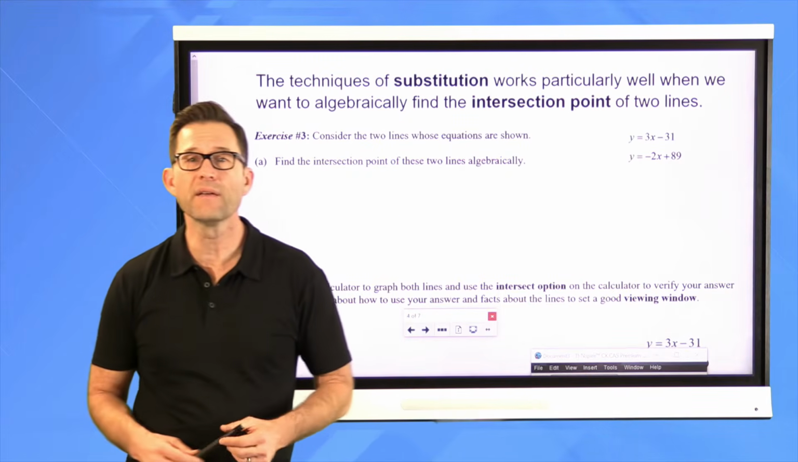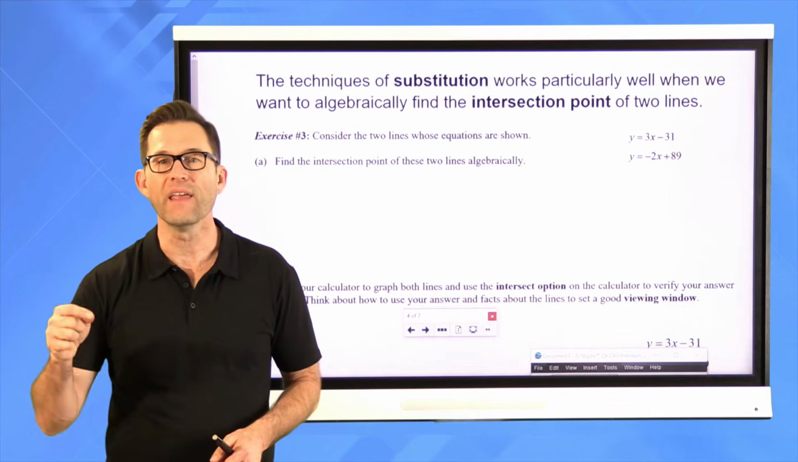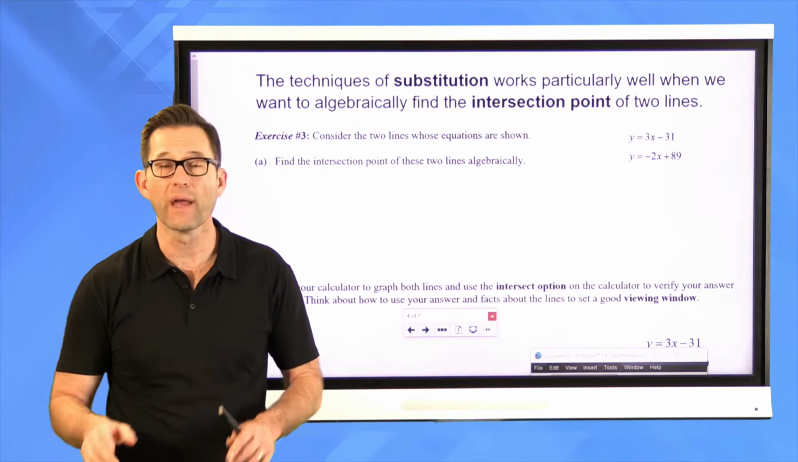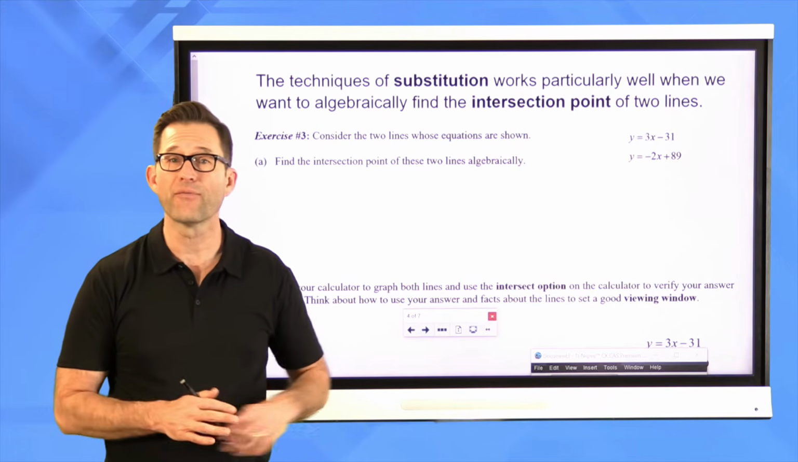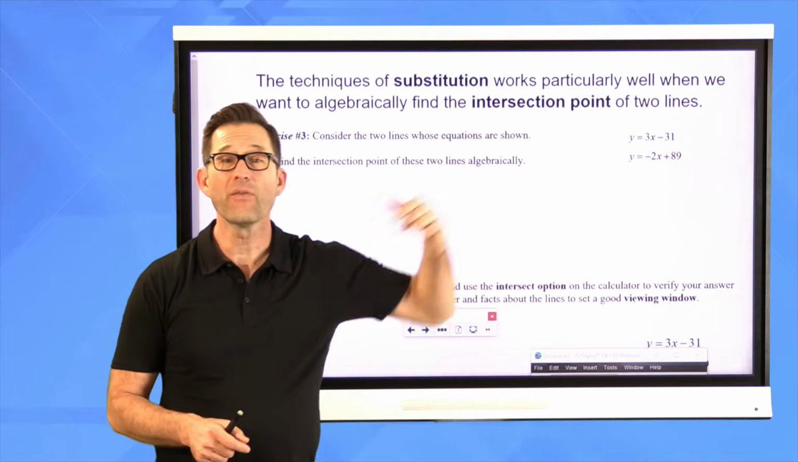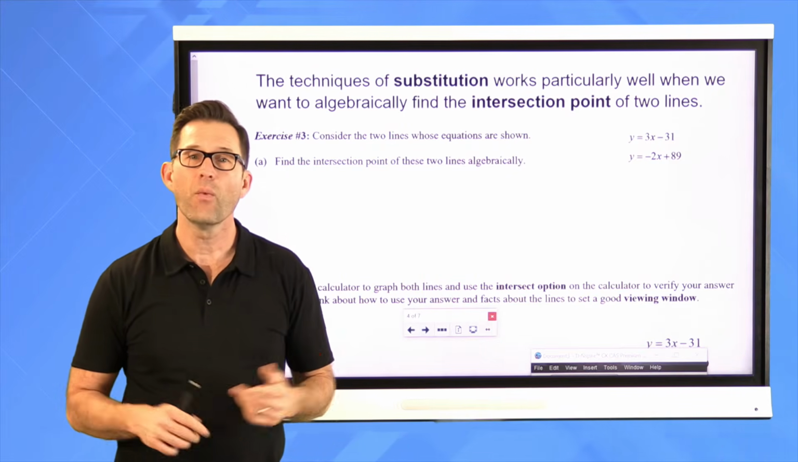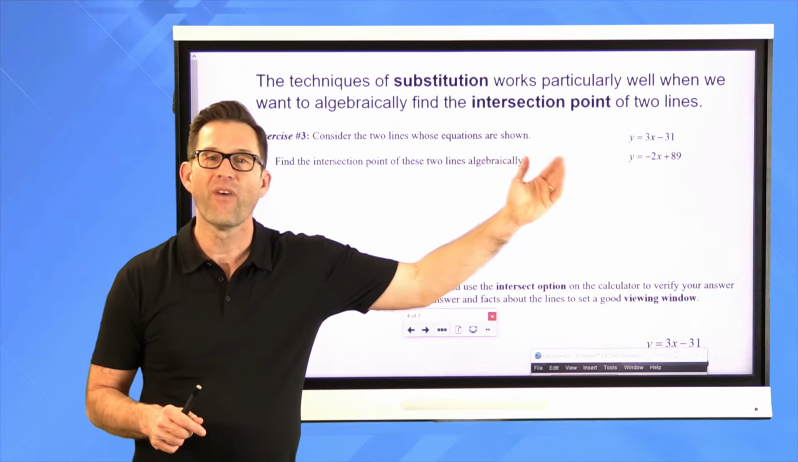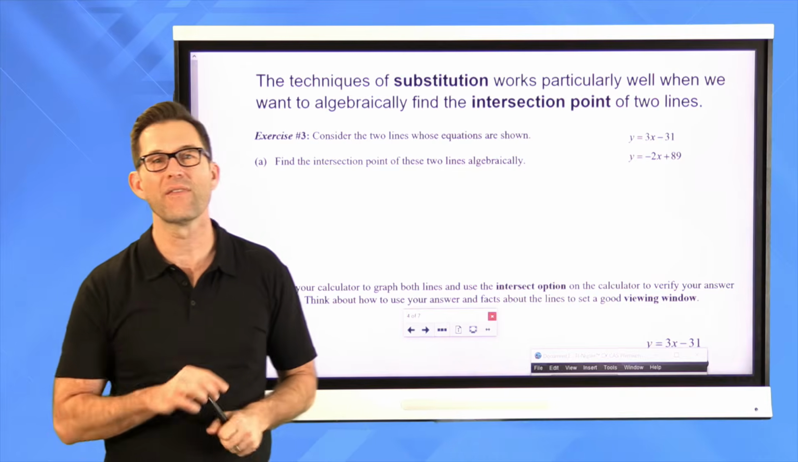Now, the technique of substitution works particularly well when we want to algebraically find the intersection point of two lines, right? Remember the last lesson. In the last lesson, we actually graphed two lines, found their intersection point, and said, well, that's the solution to the system. But what if we want to actually find the intersection point without graphing the two lines? Let's take a look at that in exercise number 3.